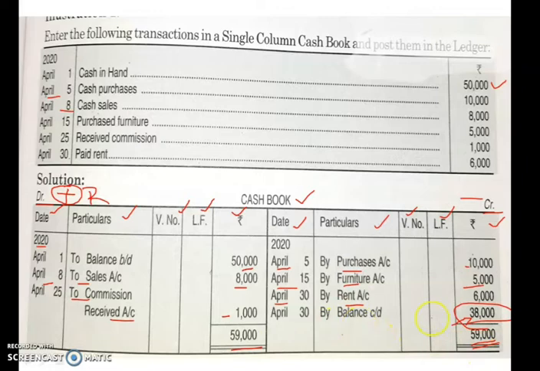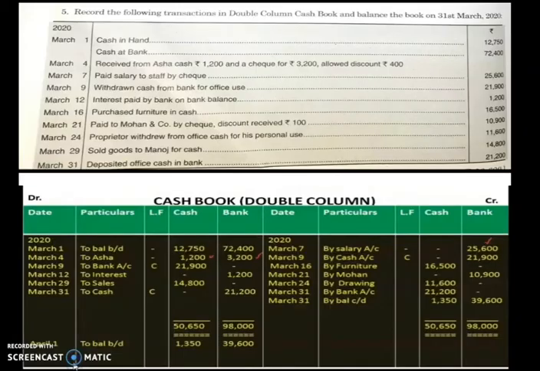In front of this 38,000 you can write April 30, that is the last day of your April month, by balance carried down. This is the carried down amount. So at the end of April, you're having in your cash book an amount of 38,000. This is the single entry system.